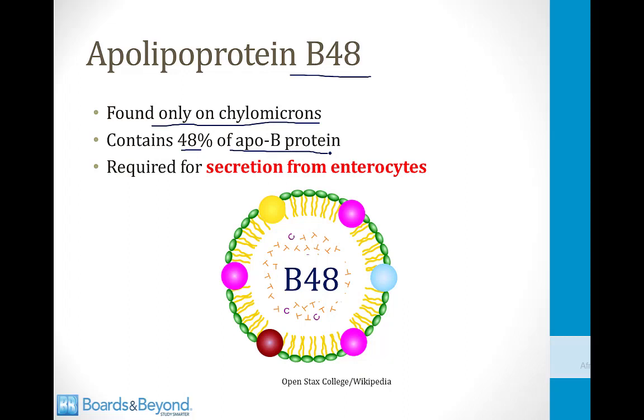And the most important thing to know about B48 is that it is required for the secretion of chylomicrons from enterocytes. There is a rare disorder that we'll discuss later in this module where children are born unable to assemble chylomicrons with B48. As a result, they cannot release the chylomicrons from their enterocytes. This means that lipids accumulate in the GI tract and these children are unable to absorb fat-soluble vitamins.